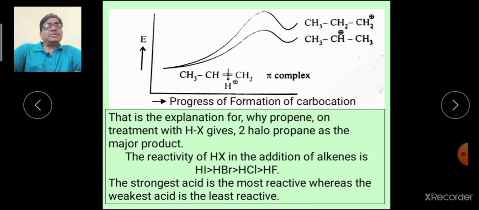Now the order of reactivity of these halogen acids in the addition to alkenes is, first HI, that is hydrogen iodide, then bromide, chloride and fluoride. The strongest acid is the most reactive, whereas the weakest is the least reactive.